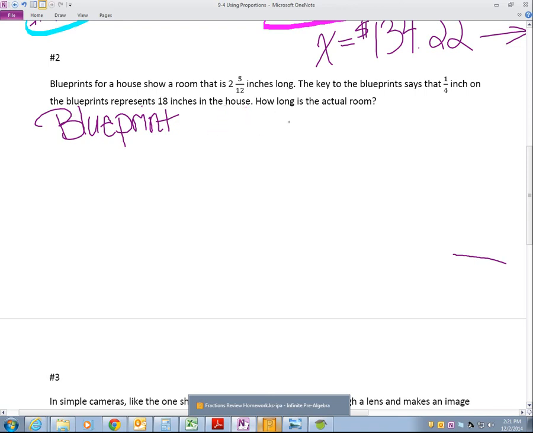Oh, I know. IRL. You guys know that abbreviation? In real life. In real life.